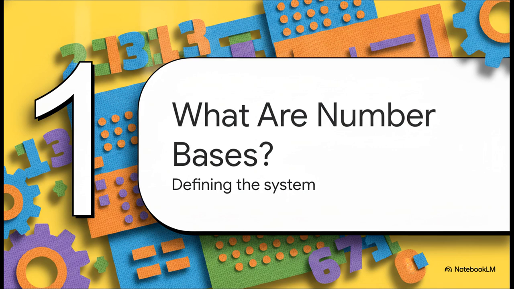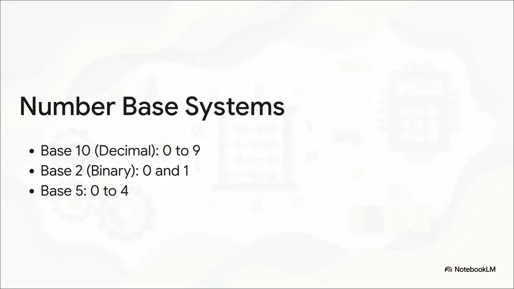All right, part 1. What exactly are number bases? Let's define the system. Simply put, a number base is just the counting system we use to build our numbers. Our normal, everyday system is base 10, where we use digits 0 through 9. But in base 2, which is also called binary, we literally only use 0 and 1. In base 5, we just use 0, 1, 2, 3, and 4. We've also got systems like base 8 and base 12. Now here is the golden rule you need to remember. The digits used are always smaller than the base itself.